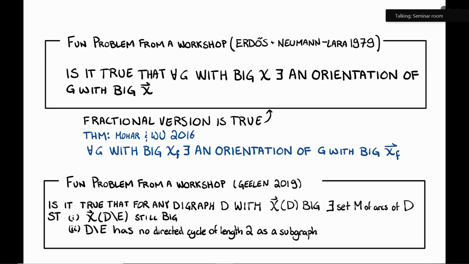I wrote the technical thing on the slide, but for the non-technical workshop, it's like, if you give me a digraph, is there always going to be a way for me to delete some arcs of it however I want, so that the dichromatic number stays big, but I kill all directed cycles of length 2.